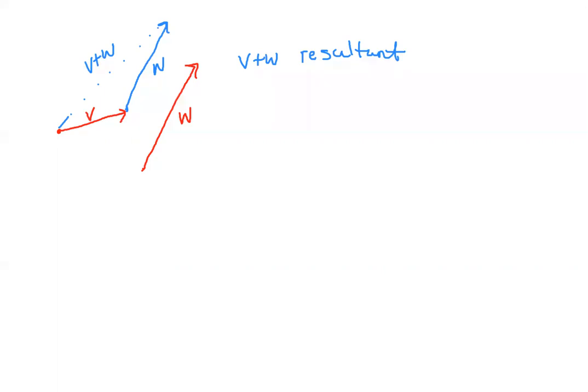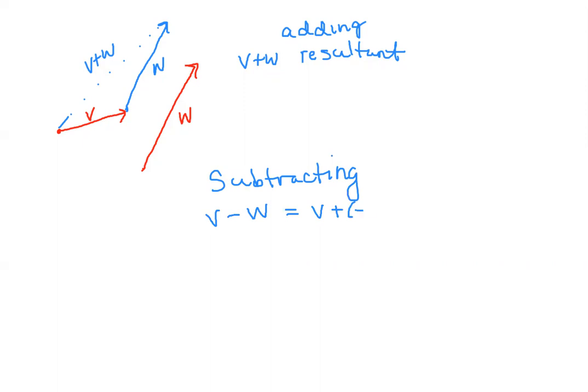All right, now let's look at subtracting. The difference of two vectors, v and w, is defined as v minus w or v plus negative w. Okay, so this is adding. Let's look at subtracting. So now, instead of thinking of it as v minus w, we're going to think of it as v plus negative w, because we talked about what happens when it becomes negative. It goes in the opposite direction.